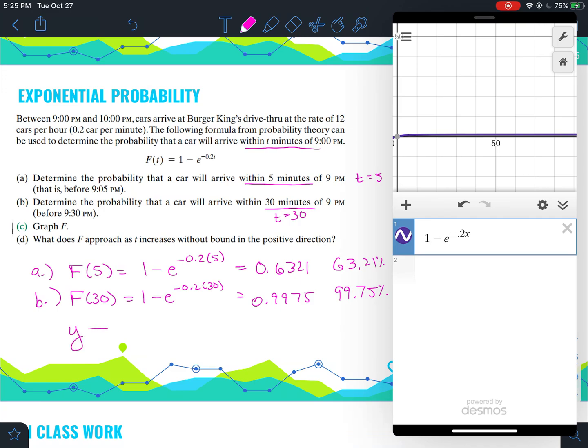Why does that make sense? The y value looks to be getting closer and closer to 1. Well, what does this represent? It represents the probability. So the probability is out of 100%, right? So the highest that could be is 100%, and written as a number, that's 1. So that makes sense. If I let that time go on forever and ever, there's going to be a 100% chance that a car will arrive at Burger King. That's what that's saying.